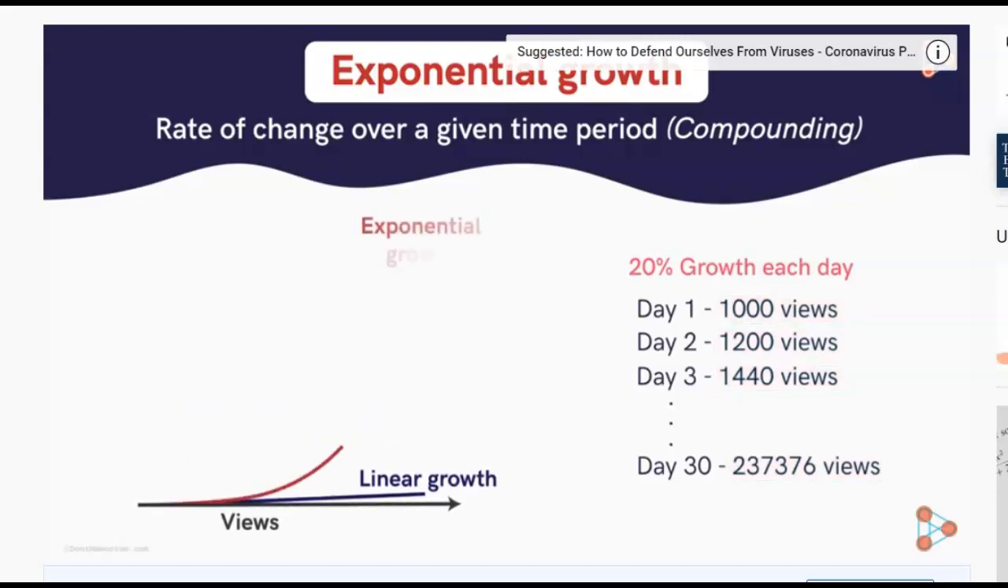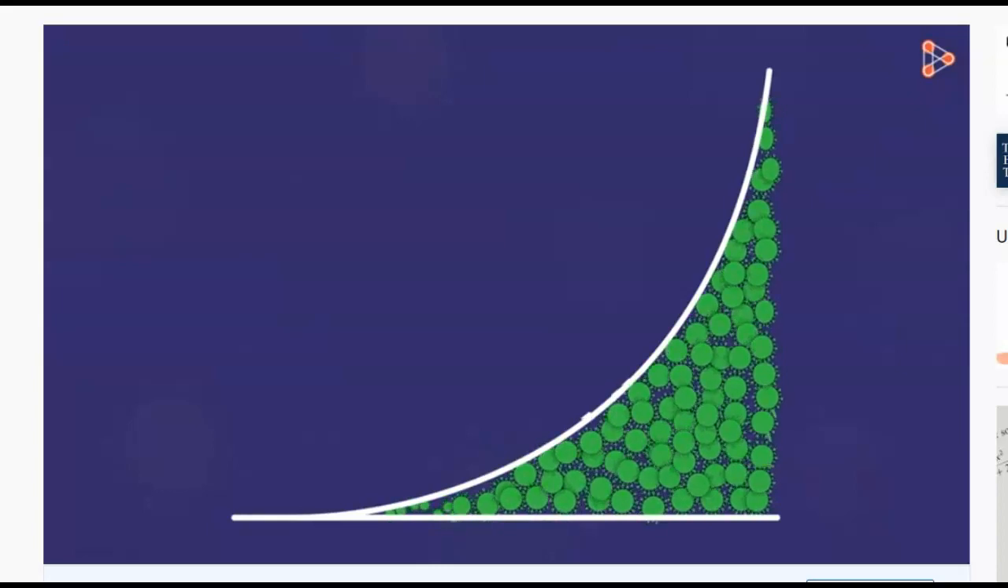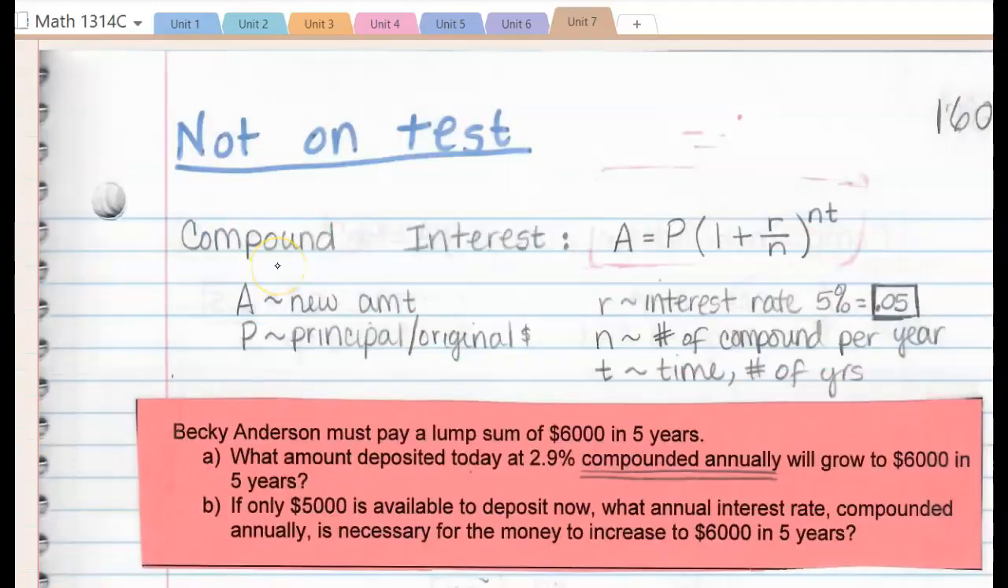That is exponential growth. Viral infections spread in this manner, and hence anything which shows exponential growth is referred to as viral. As you can see, the notes on this page will not be on the test.